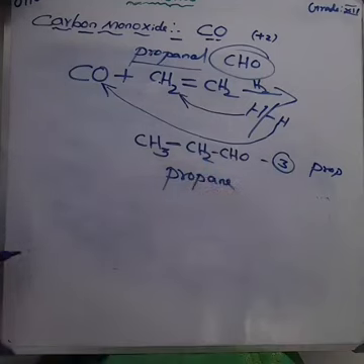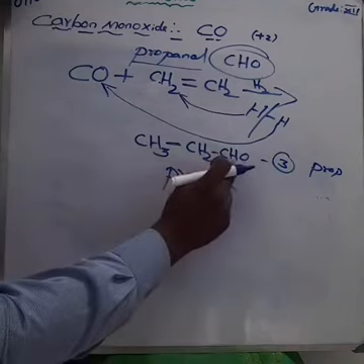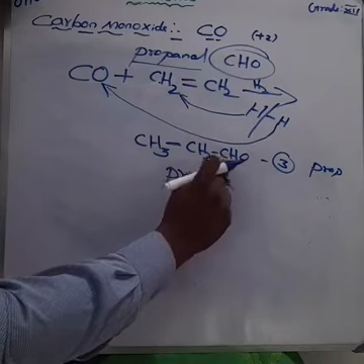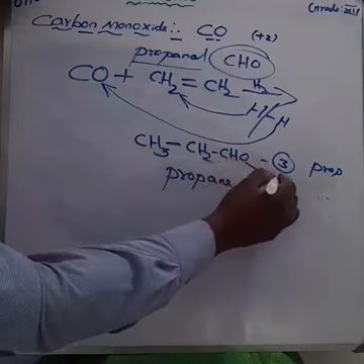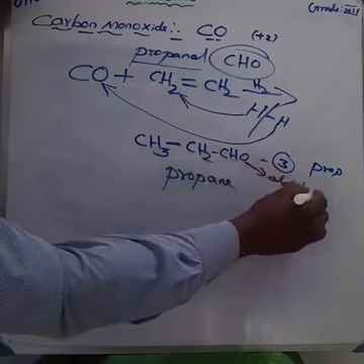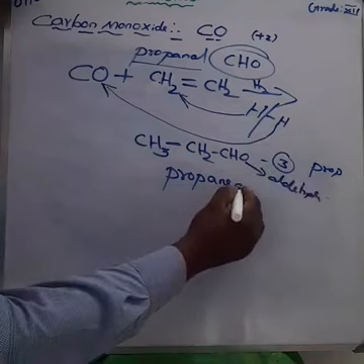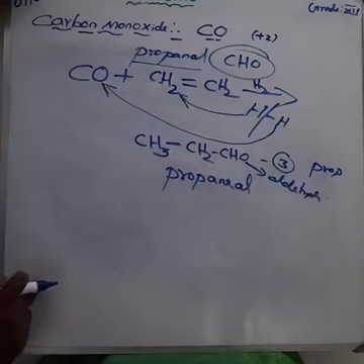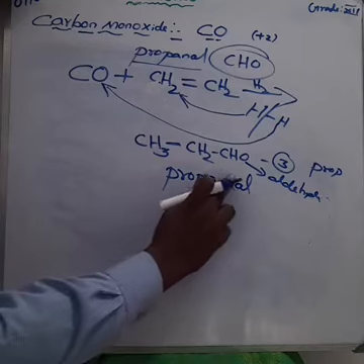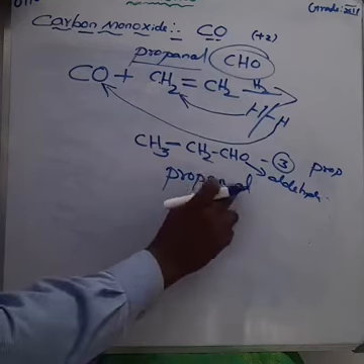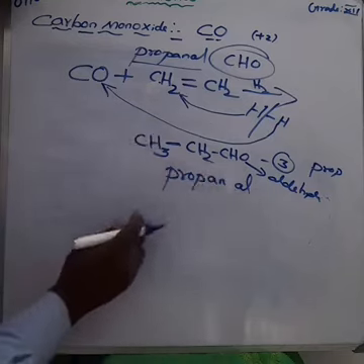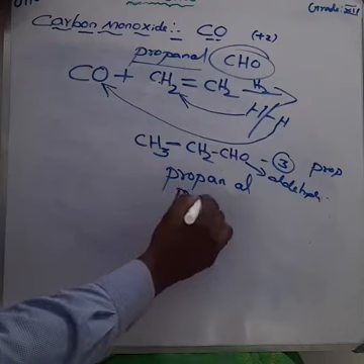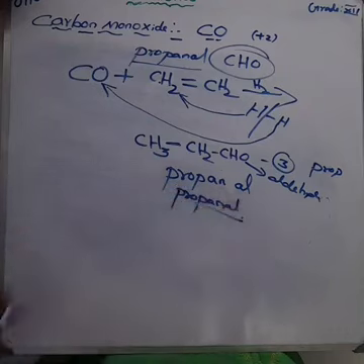Then here the functional group is CHO. What is the functional group? CHO. CHO means we have to write the suffix AL. Am I right? AL. So what is the name? Here the E is dropped. So what is the name? Propanal. What is the name of the compound? Propanal.